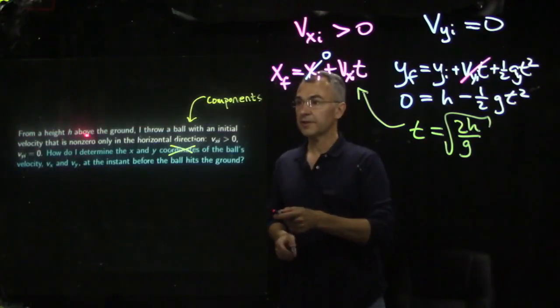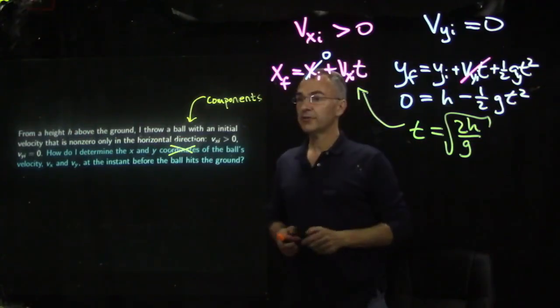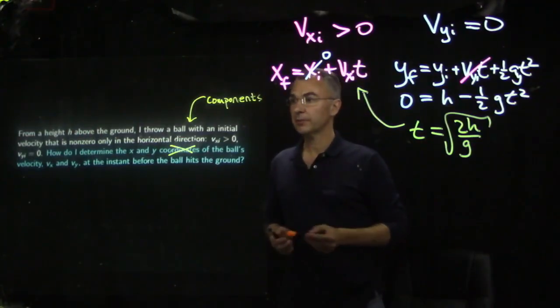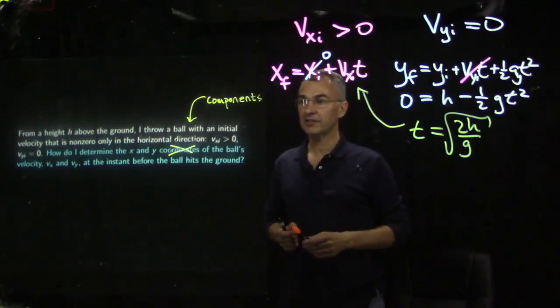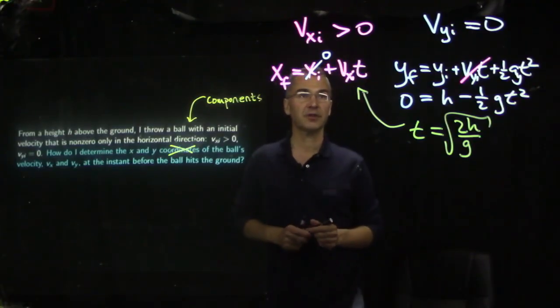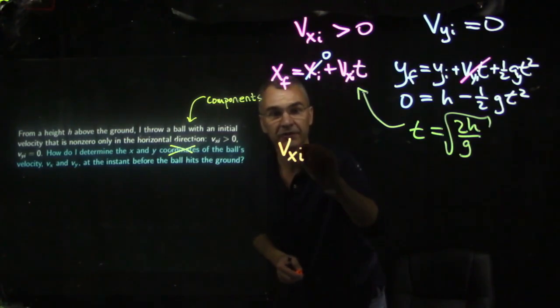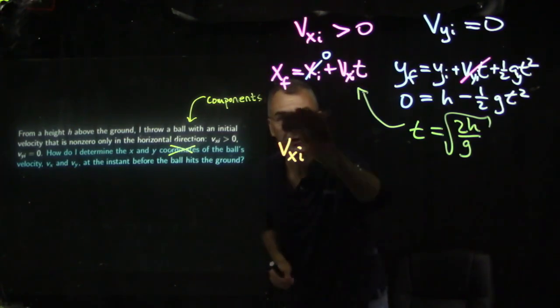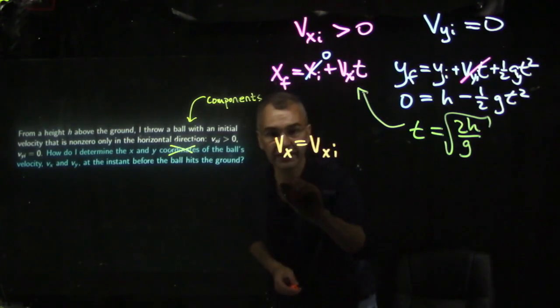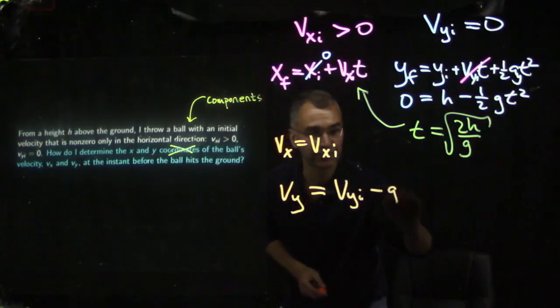Exact same scenario. From a height h above the ground, I throw a ball with an initial velocity that is non-zero only in the horizontal direction. How do I determine the x and y components of the ball's velocity, v sub x and v sub y, the instant before the ball hits the ground? Well, I know what time the ball hits the ground, so I need to figure out v sub x and v sub y at that time. In the x direction, we have constant velocity. V sub x just equals v sub x initial. And in the y direction, we have constant acceleration. So v sub y is v sub y initial minus gt.